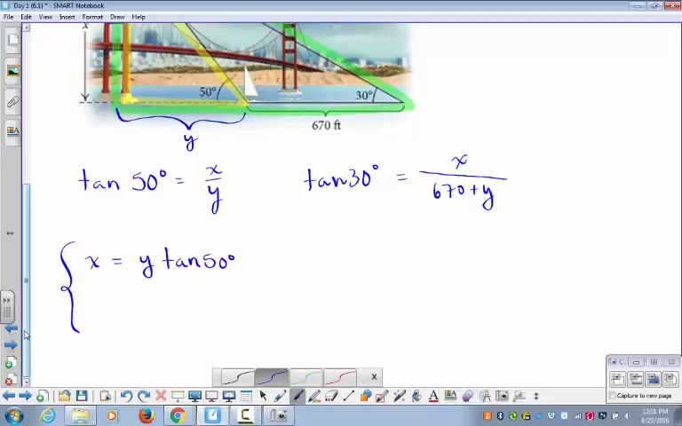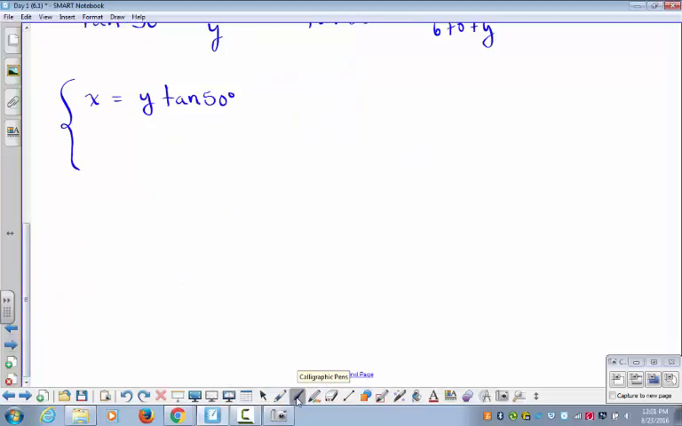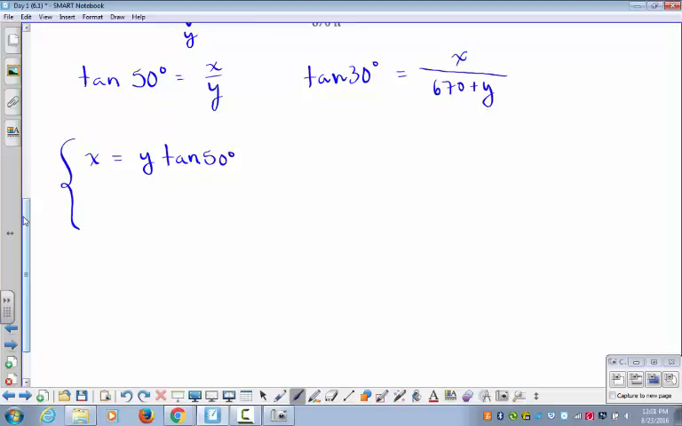And then the second equation in this system, we want to clear that fraction. Tell me if this is not crystal clear. The second equation will be 670 tangent 30 plus y tangent 30 equals x.